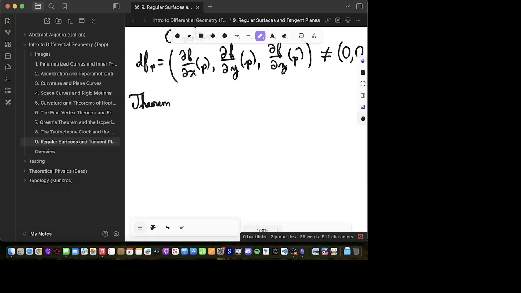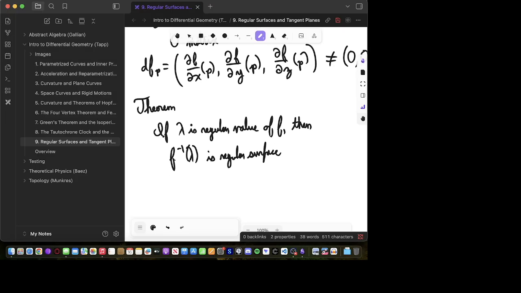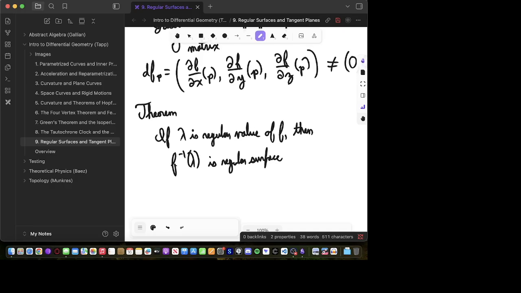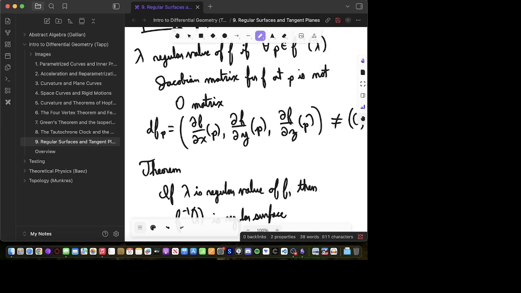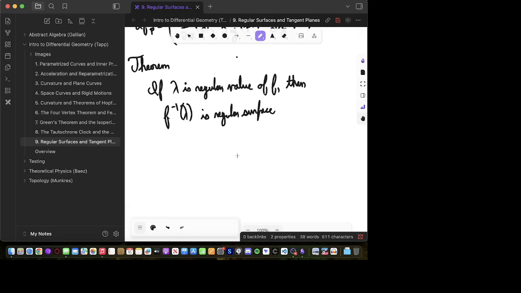But basically, the theorem states that if lambda is a regular value of f, then the preimage is a regular surface. So that's a bit about regular values.